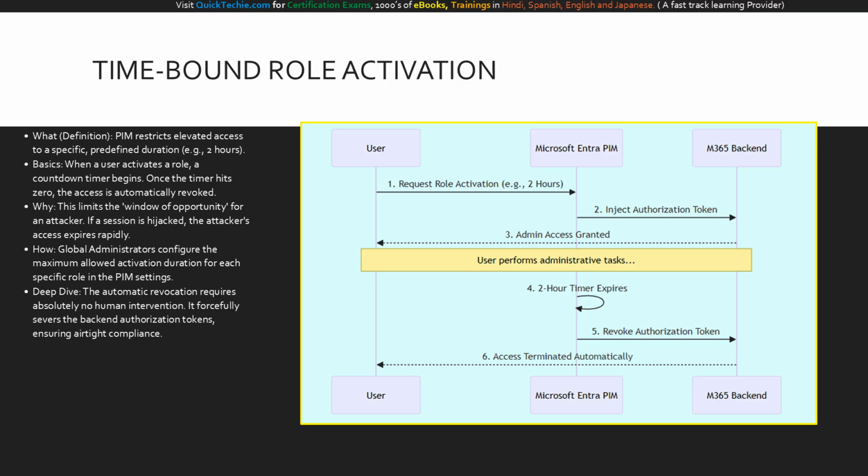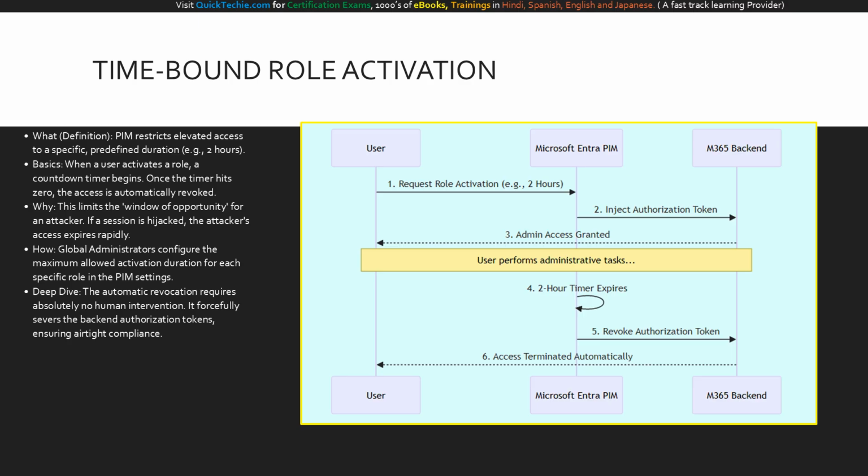Let's walk through the exact sequence of a time-bound activation. The user initiates the process by requesting role activation for 2 hours. Microsoft Entra PIM processes this and injects a temporary authorization token into the M365 backend. The user is now granted admin access. During the note block, the user performs their necessary tasks. But look at step 4.